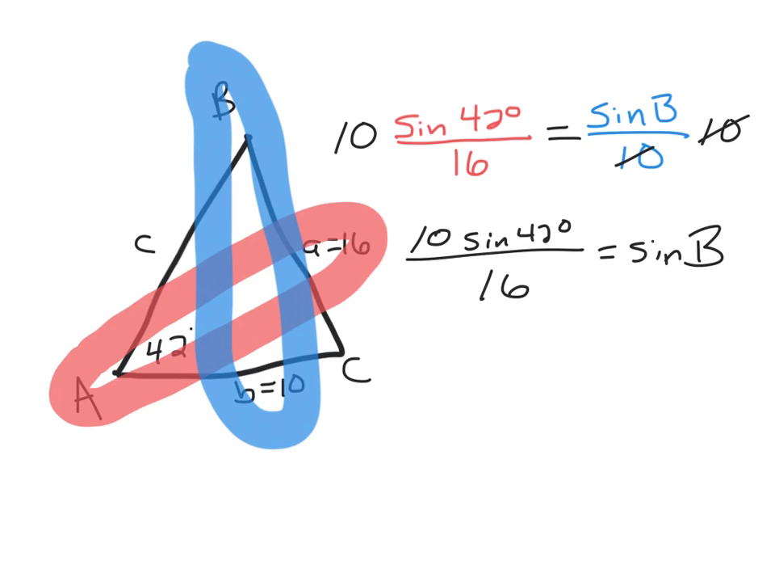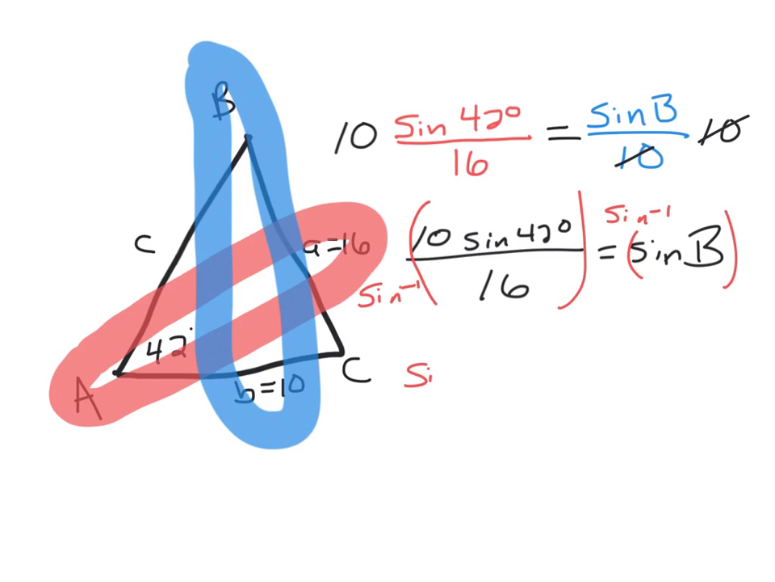Now to get B by itself, because that's the ultimate goal, what's the measure of angle B? B is attached to sine by sine. Sine is a function, so it attaches itself to it. To unattach it, you have to do sine inverse to both sides of the equation, which looks like this. Sine inverse to the left side of the equation. Sine inverse to the right side of the equation.